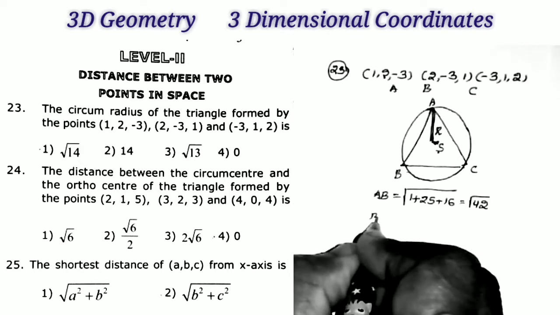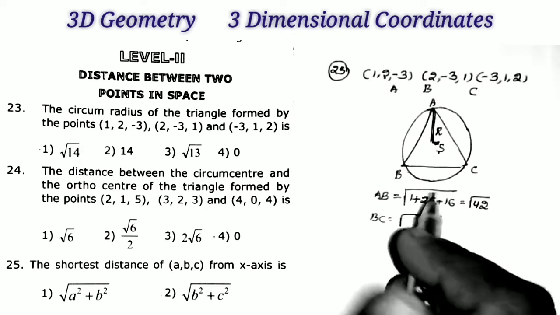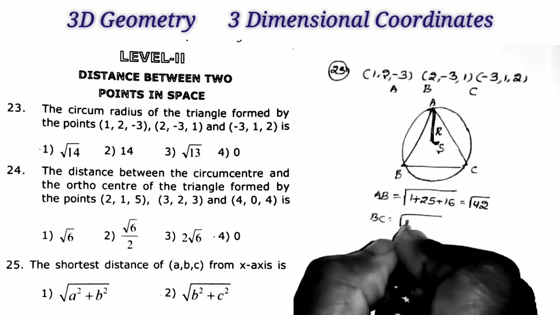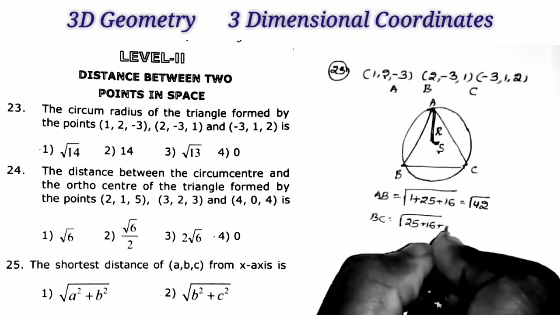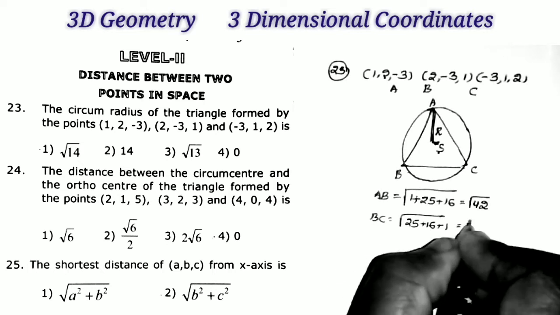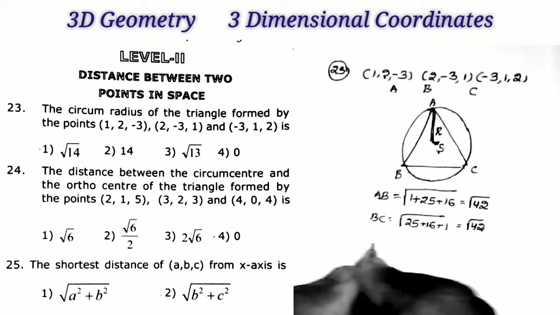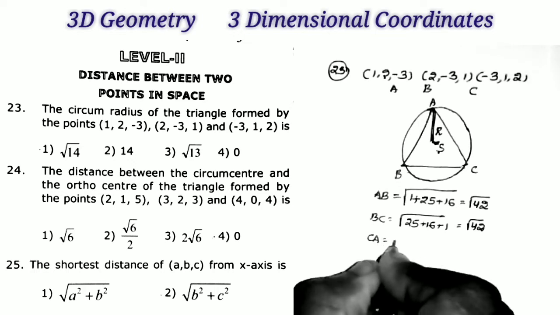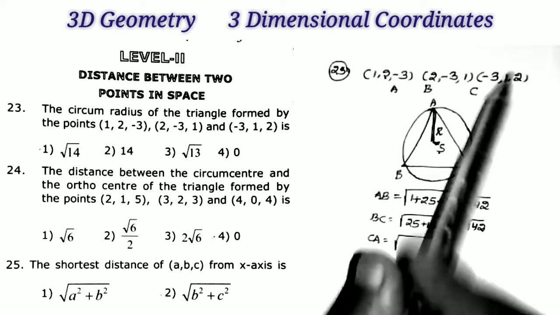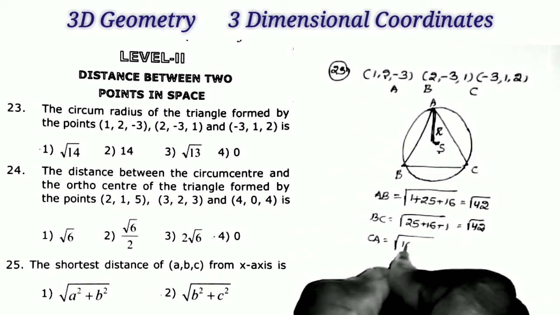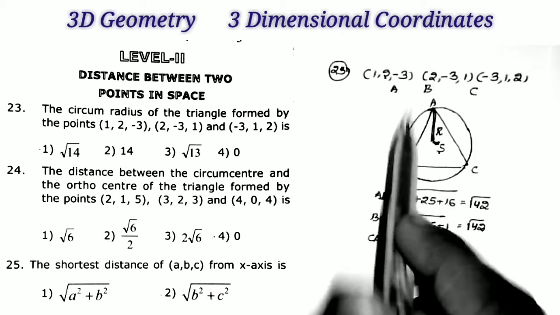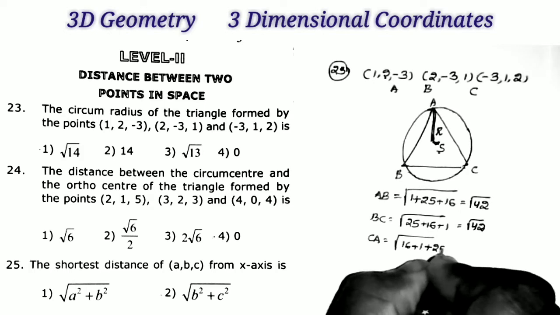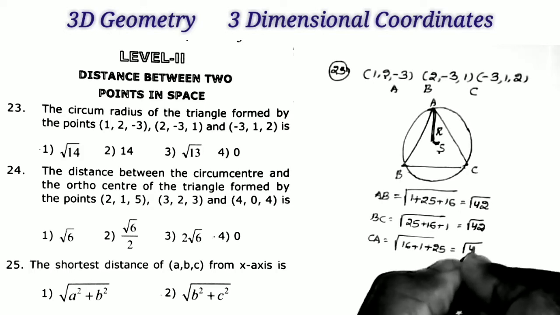Now BC distance: again, (2 plus 3) whole square, that is 25. (-3 minus 1) whole square, that is 16. (1 minus 2) whole square, that is 1. This is also equal to root 42. Now what is the CA value? This is the distance between C and A. (-3 minus 1) whole square, 16, plus (1 minus 2) whole square, 1, plus (2 plus 3) whole square, 25. This is also equal to root 42.